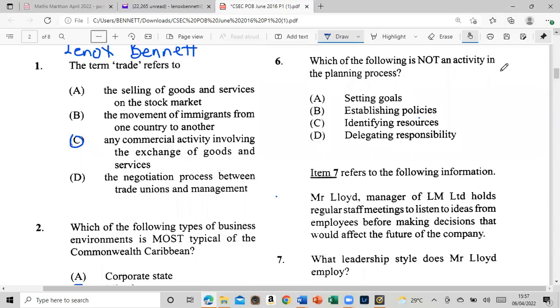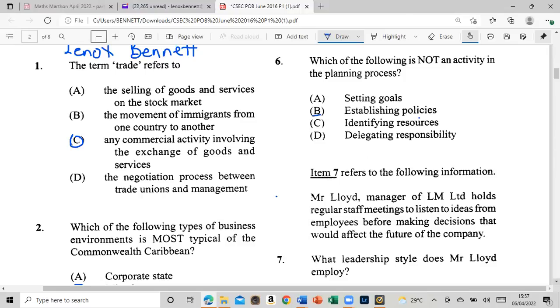Which of the following is not an activity in the planning process? Is it A, setting goals, B, establishing policies, C, identifying resources, or D, delegating responsibility? And that is B, establishing policies. Let's move on to number seven.